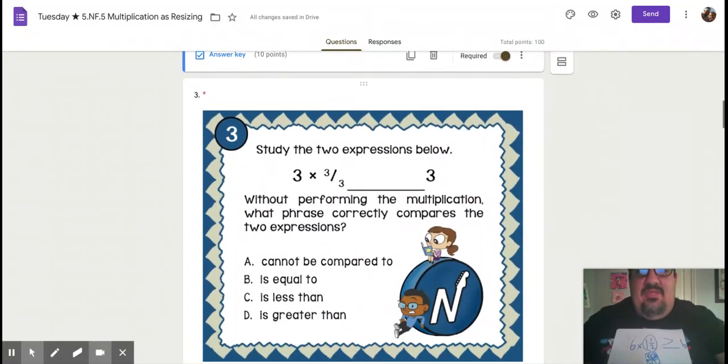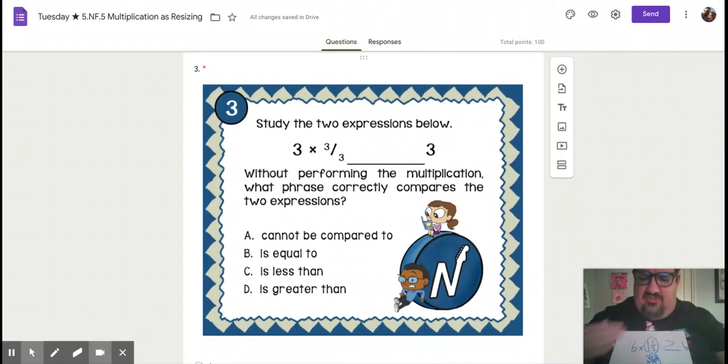Great job. So what about this one? Ooh, this one's going to be tricky. What are you thinking? Study this. 3 times 3/3. We're going to compare it to 3. So we're going to focus mostly on this 3/3 right here. Is it cannot be compared to, equal to, less than, or greater than? You think greater than?